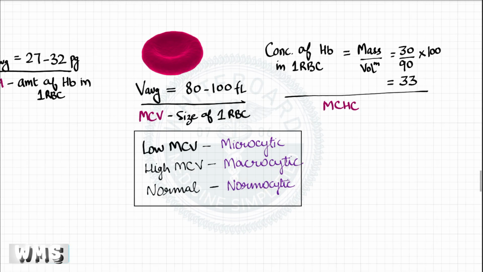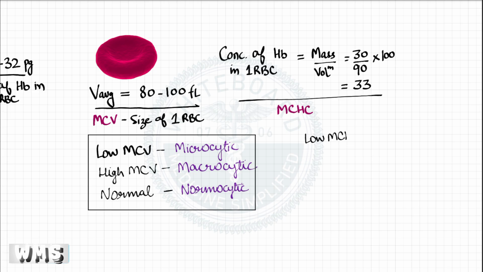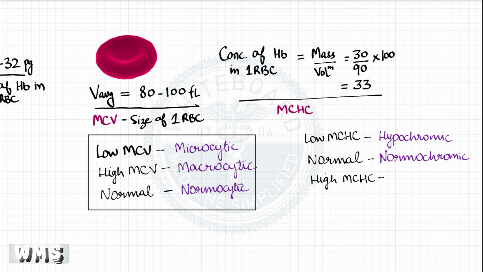And similarly, low MCHC means the concentration of hemoglobin in RBCs is low. When the concentration of hemoglobin in the cells is low, the cells look pale, that is hypochromic. And if the concentration of hemoglobin is normal, it is denoted as normochromic. And if the MCHC is high, the RBC is hyperchromic.